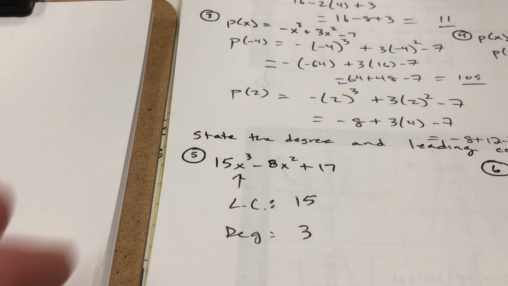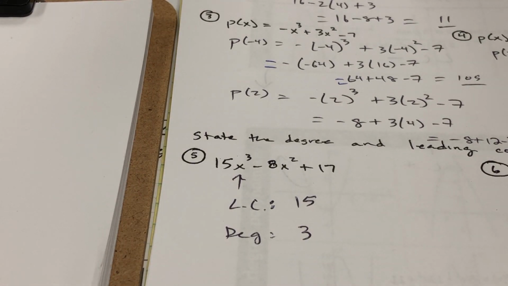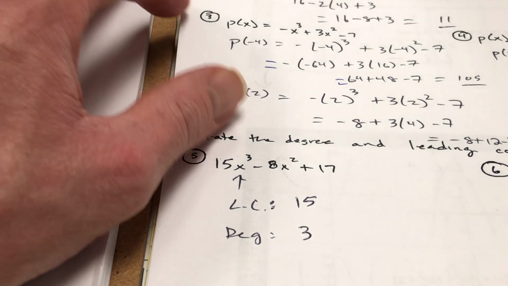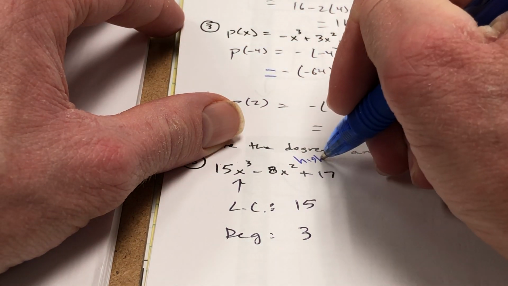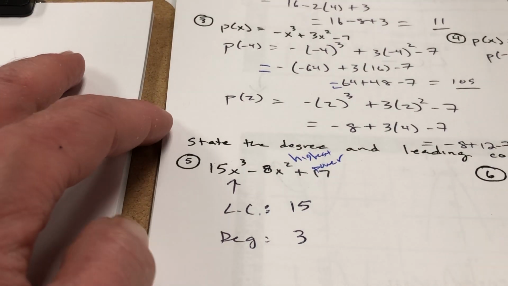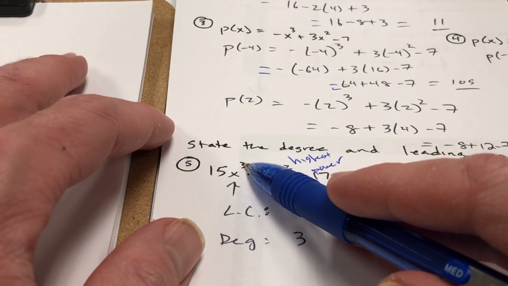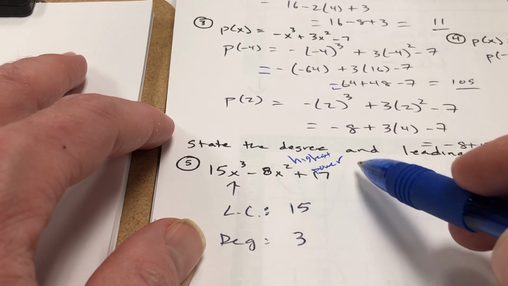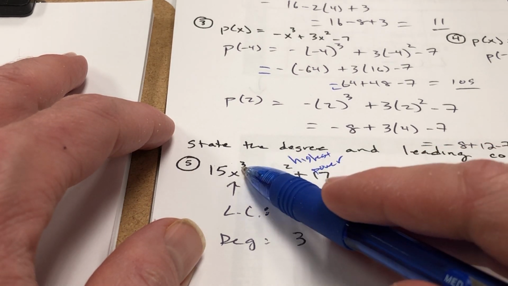Folks, the degree is simply the highest power. What is the degree? The highest power. Now, these might not go in order. They might not be written in standard form. What's the highest power? The highest power is 3. X is second. This is x to the 0. So 3 is the degree.